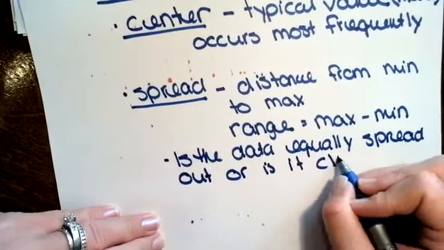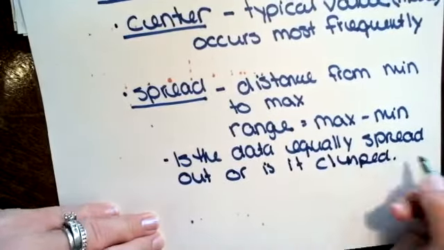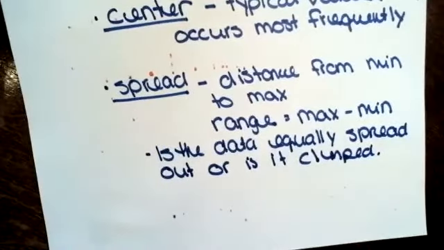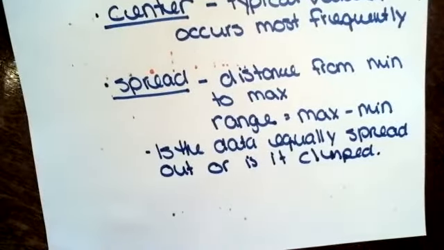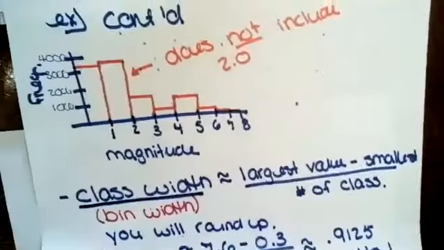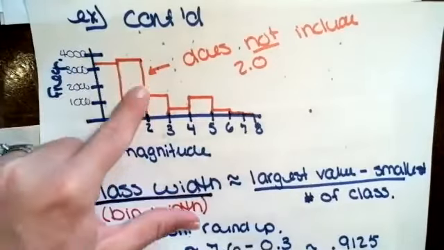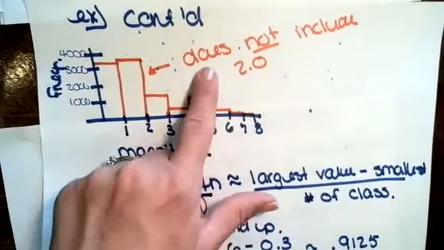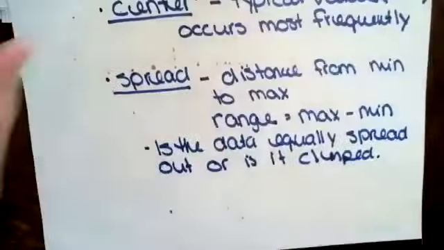So what I mean by that is, does it all spread out pretty evenly? You can look at the numbers, or you can look at a graph, or is it clumped together? Like this example right here, I can see it's kind of clumped together. It's not quite evenly spread out. These bars aren't as high as the other ones. So we get an idea.